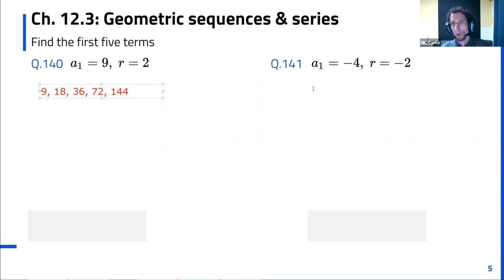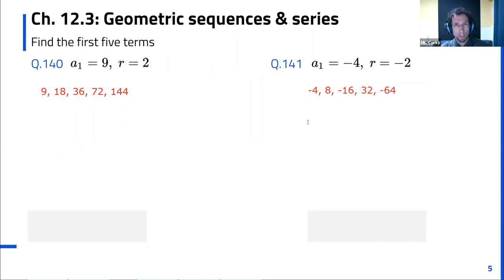That's it. The other one here in class, we did not really deal with negative R values, but we can still do them. It's not going to be too hard here. So -4 is our first term, and then +8 for our second term, -16 for the next one, +32, and then -64 for the last one. And they would continue on in that pattern.